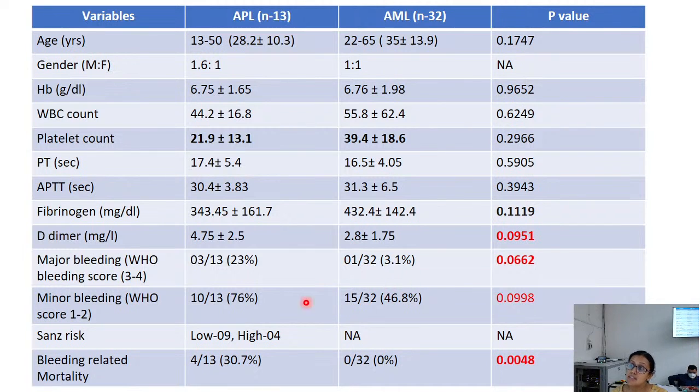When we look at the bleeding score, both the major bleeding as well as minor bleeding, there is a clear-cut difference between the APL group as compared to the AML group, with a borderline statistically significant p-value as seen here. Also, when we look at the bleeding-related mortality, the p-value is statistically significant because bleeding-related mortality was seen only in the APL group and none of the patients in the AML group.